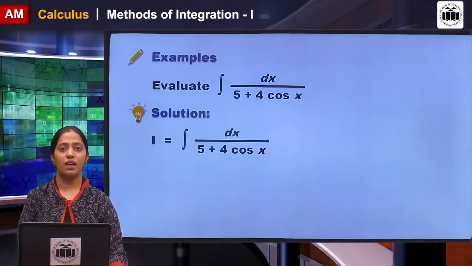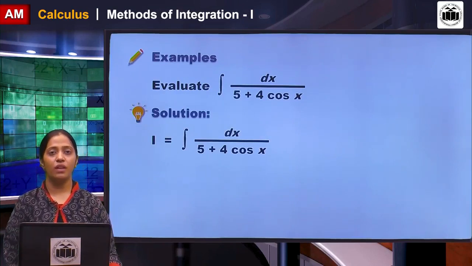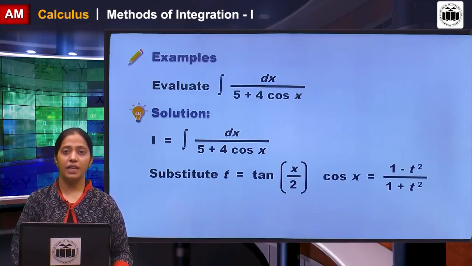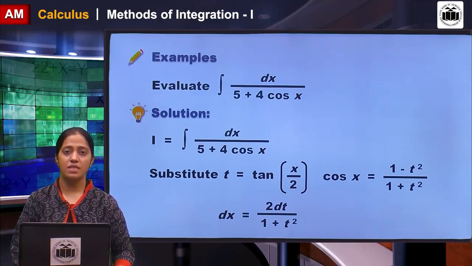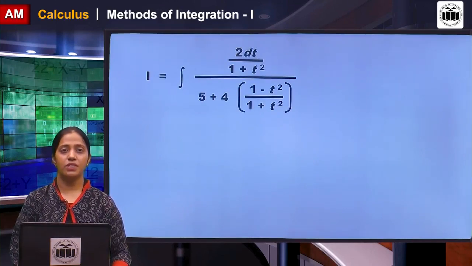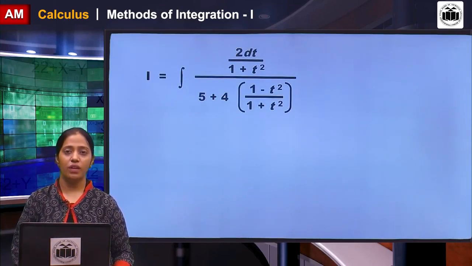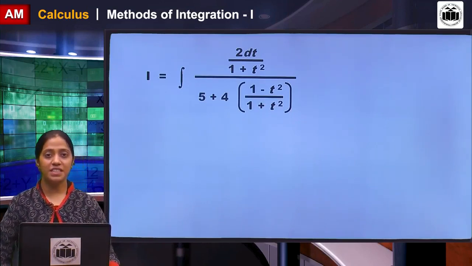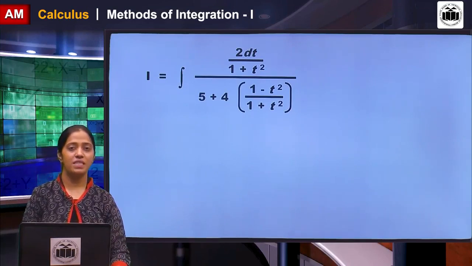So consider I is equal to integration of dx upon 5 plus 4 cos x. And we will directly use these values. t is equal to tan of x by 2, cos x is 1 minus t square by 1 plus t square, and dx is 2 dt upon 1 plus t square. So now we will reduce that integration. I is equal to integration of, in the numerator there is dx. And what is the value of dx here? Yes, it is 2 dt upon 1 plus t square.